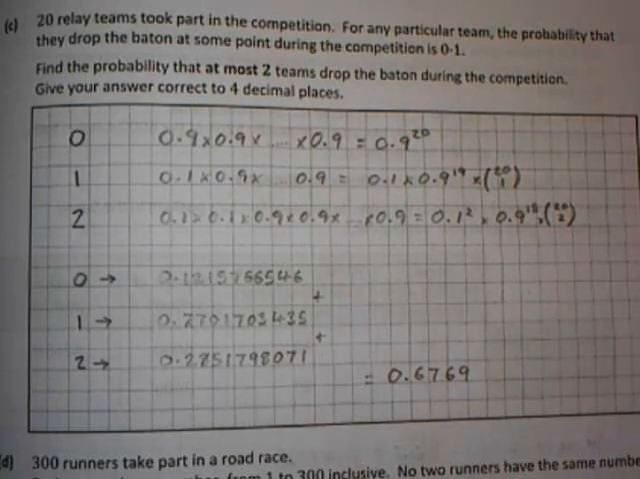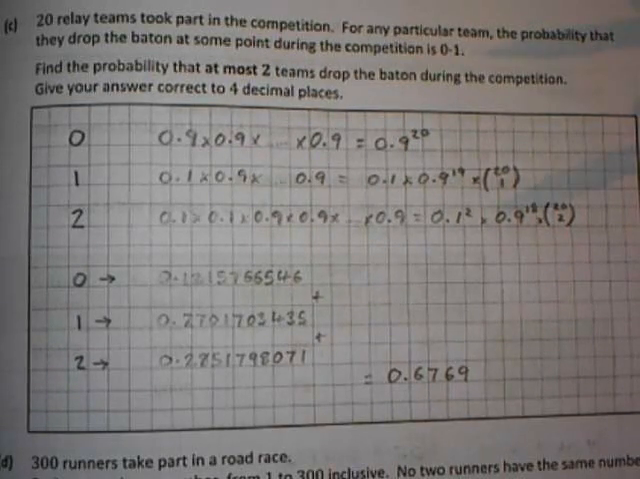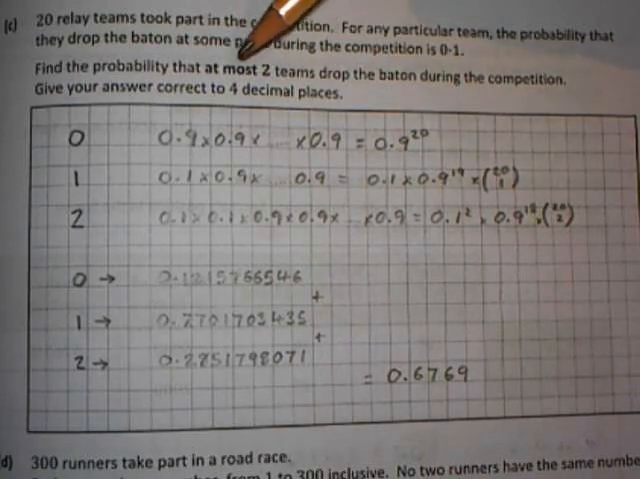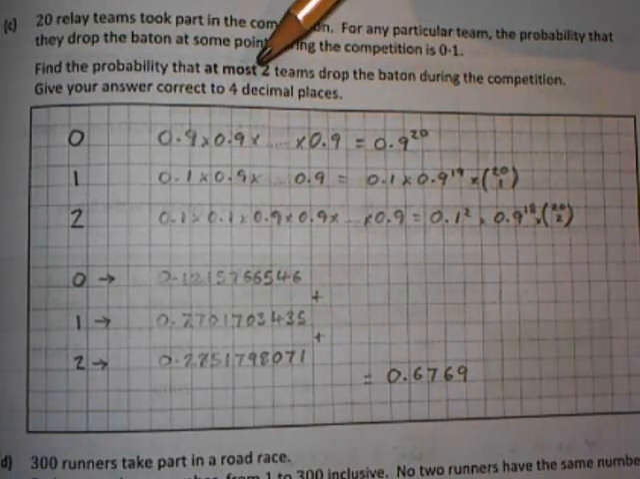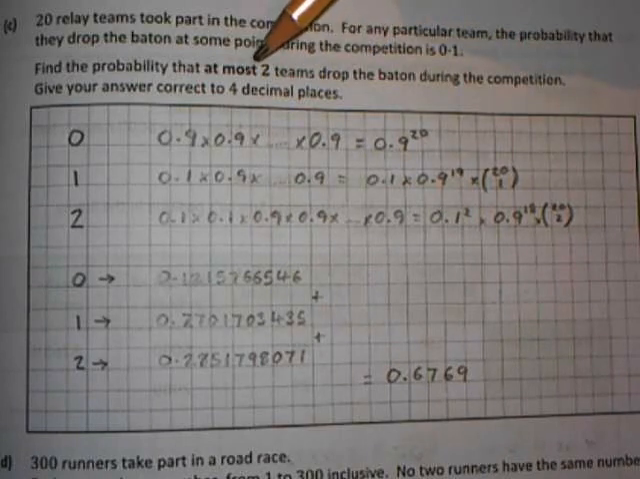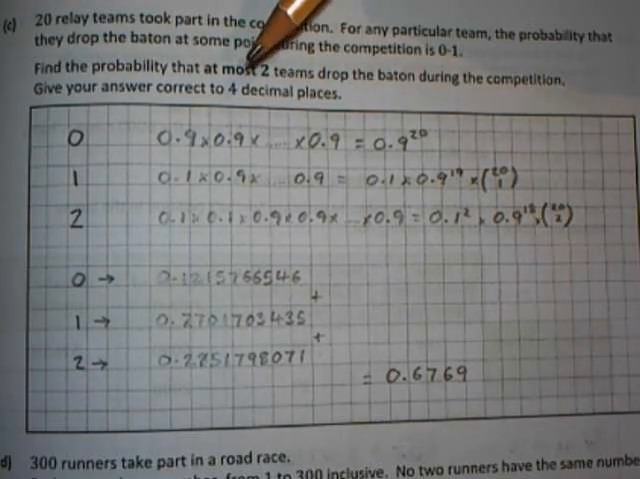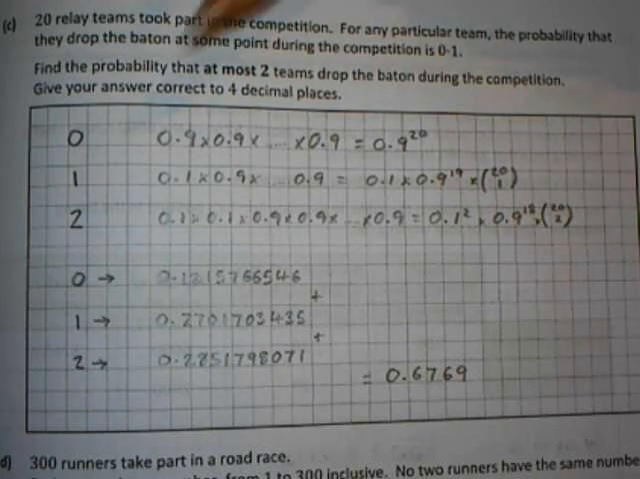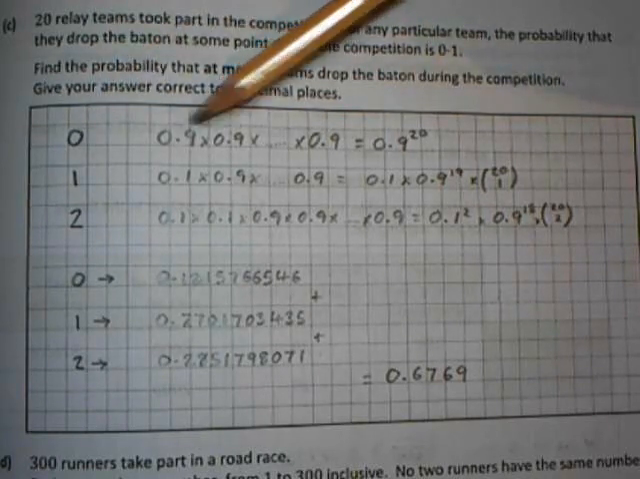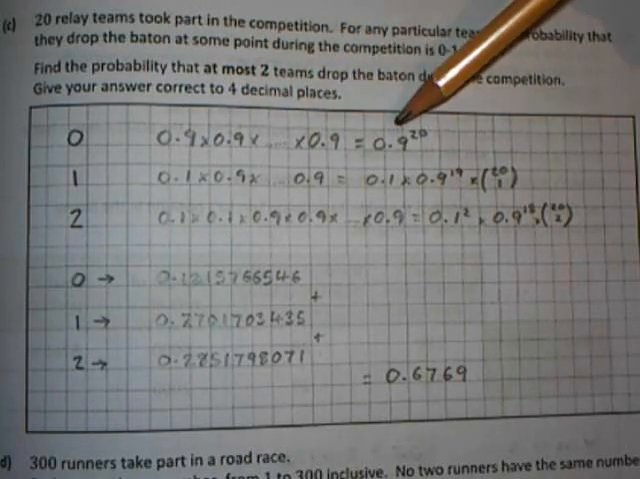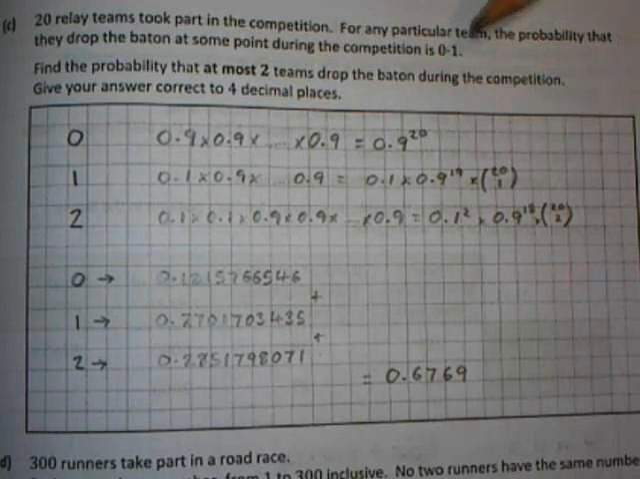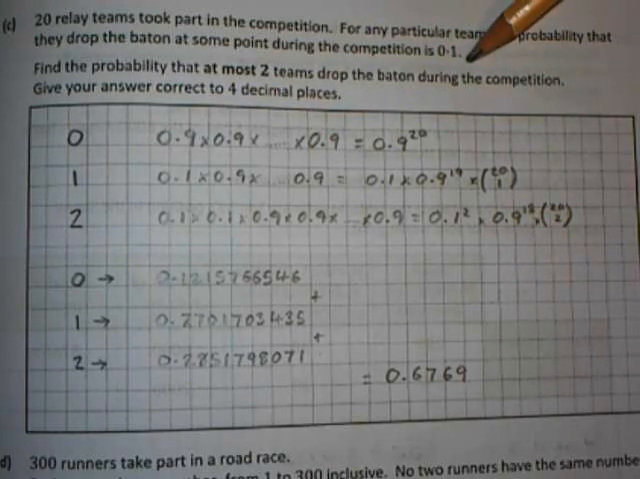So 20 relay teams took part in the competition, and we're trying to find the probability that at most 2 teams drop the baton. So that means at most 2, so 2 is fine, 1 is fine, and 0 is fine. But 3 wouldn't work. 3 isn't at most 2. So we've got to check the probability for 0 teams dropping the baton, 1 team, and 2 teams. So 0 teams dropping the baton is 0.9, 0.9, 0.9, 0.9, just 20 times, basically. So 0.9 to the power of 20. Nothing to do with the 0.1 at all, because no one drops the baton.